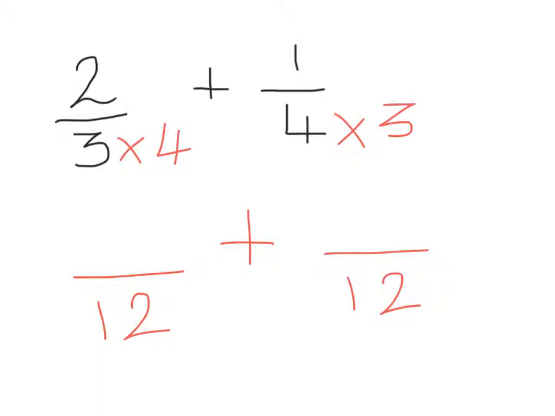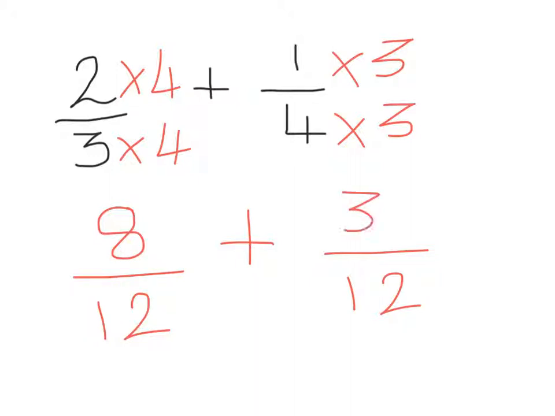In other words, I'm going to multiply the 2 also by the 4, and then the 1 also by the 3. So 2/3, when I multiply them both by 4, is going to give me 8/12. And the 1/4, when I multiplied both bits by 3, is going to give me 3/12. And now I can add those two together. 8/12 add 3/12 gives me a total of 11/12. I've added fractions with different denominators.